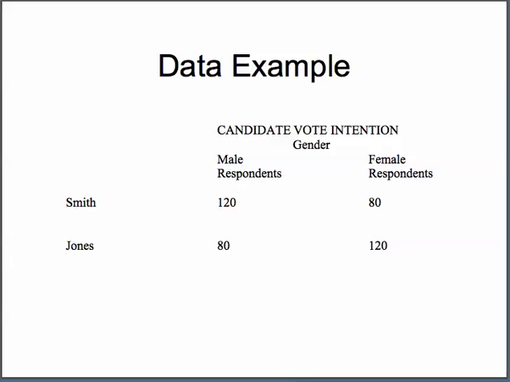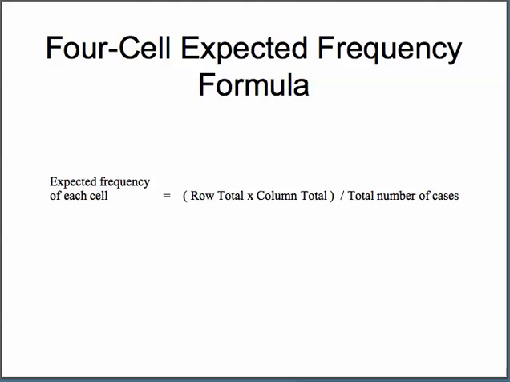We need to calculate expected frequencies for each cell. This is a simple activity. The expected frequency of each cell is equal to the row total times the column total divided by the total number of cases.